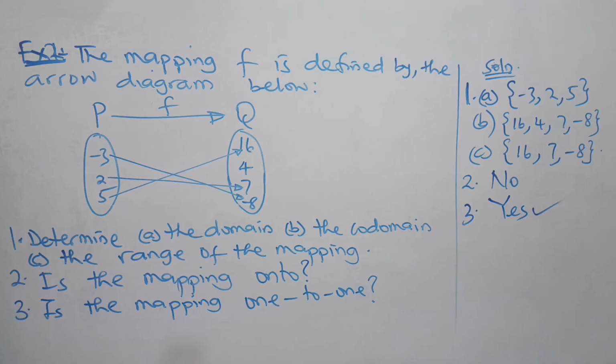It is not onto because the range is not equal to the codomain. Under onto, the range is always equal to the codomain. But in this case now, the range is a subset of the codomain. So the range is not equal to the codomain. That's the condition for onto. The range must be equal to the codomain.